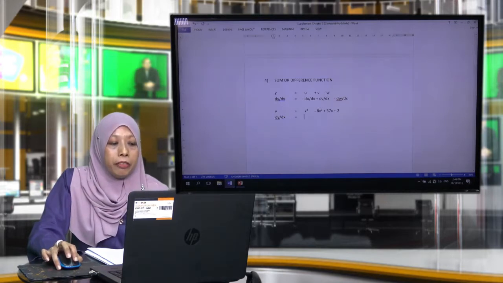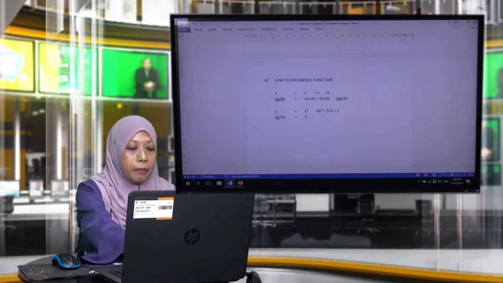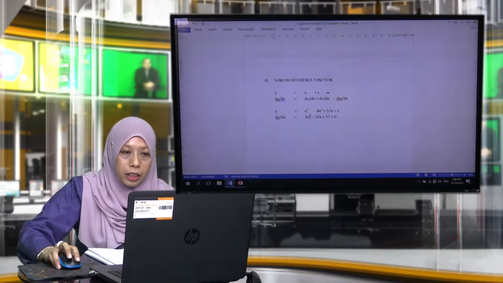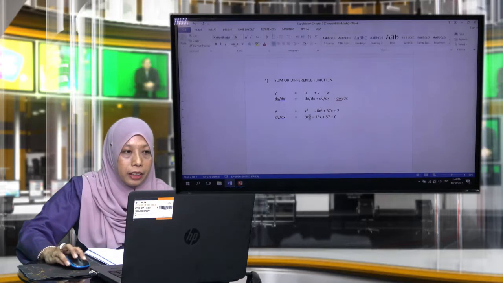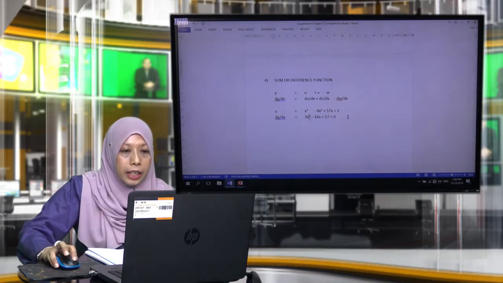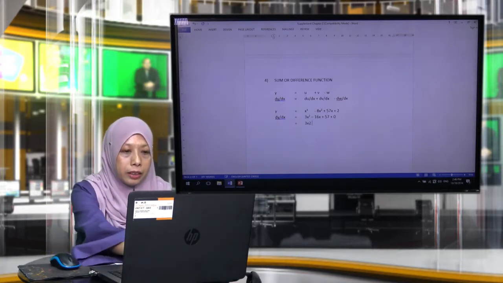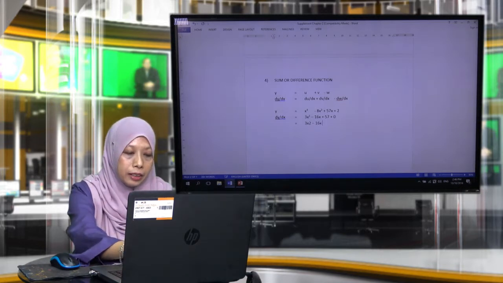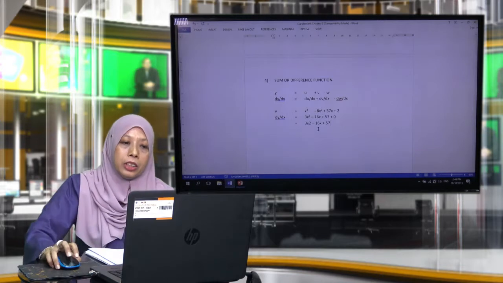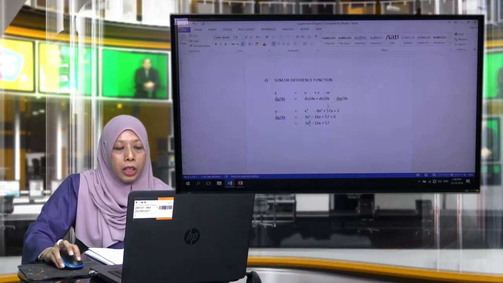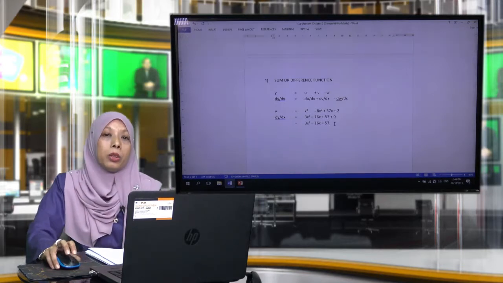Okay, so if you apply all these rules, you're going to end up getting 3x to the power of 2 minus 16x plus 57 plus 0. Or if you simplify this equation, you're going to end up getting 3x squared minus 16x plus 57. So if you manage to get this answer, this means that you are already now very well versed with the rules of differentiation.